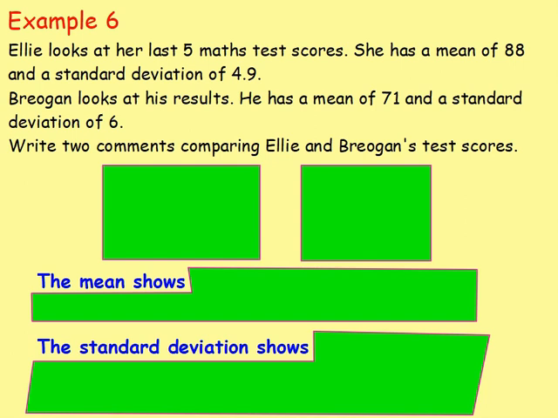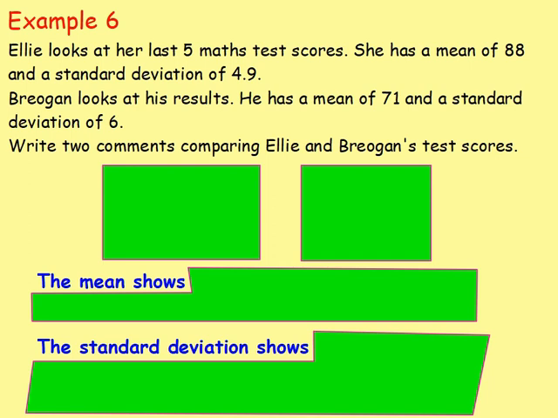Let's try another one. Example 6. Ellie looks at her last 5 maths test scores. She has a mean of 88 and a standard deviation of 4.9. Brogan looks at his results. He has a mean of 71 and a standard deviation of 6. Write 2 comments comparing Ellie and Brogan's test scores.